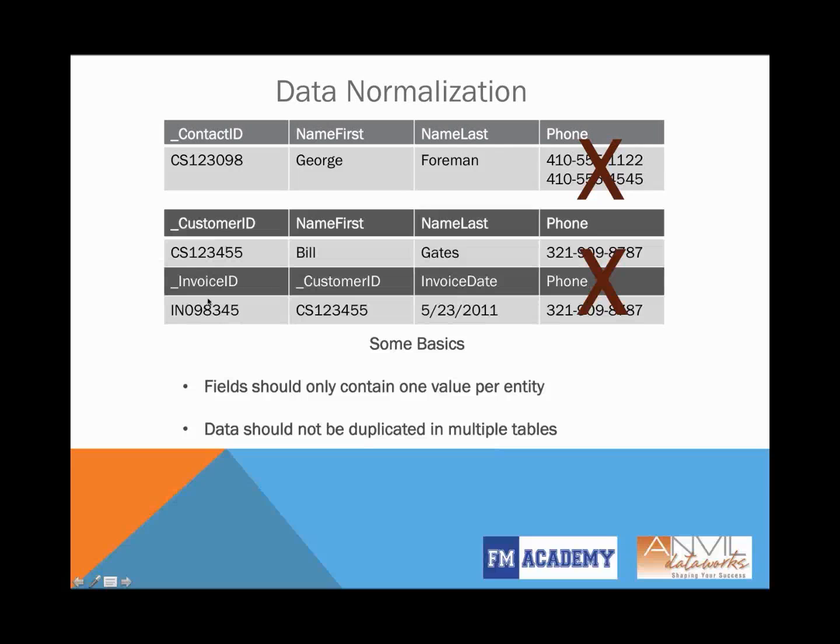Second example here, this is a customer table. This is an invoice table. So kind of a rule of thumb here, whatever your primary key is, if I'm looking at customers, for example, the primary key for the table customers is the customer ID. So therefore, the table should only contain customer-related information.